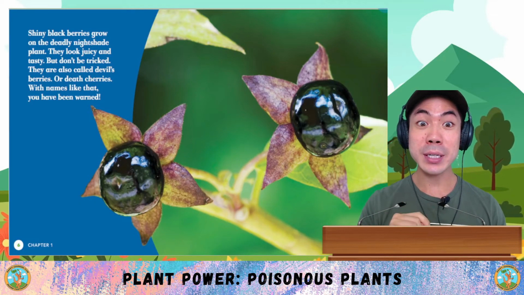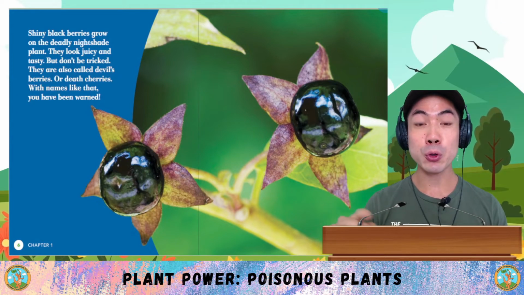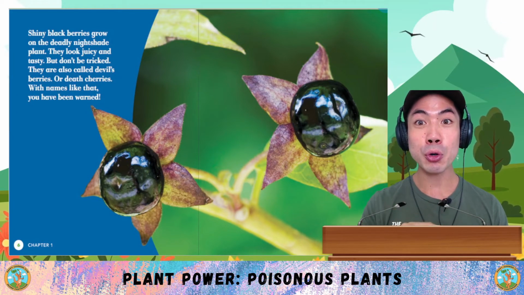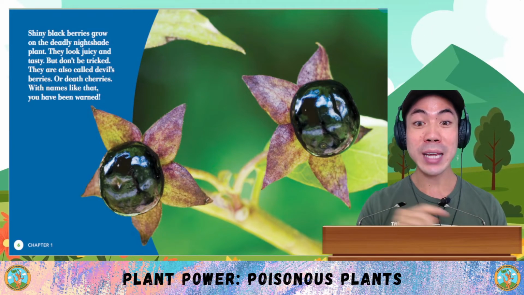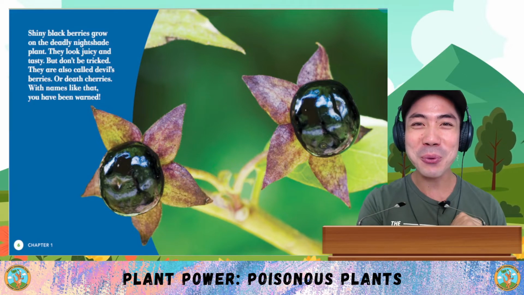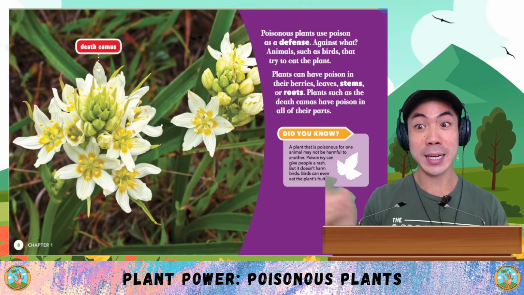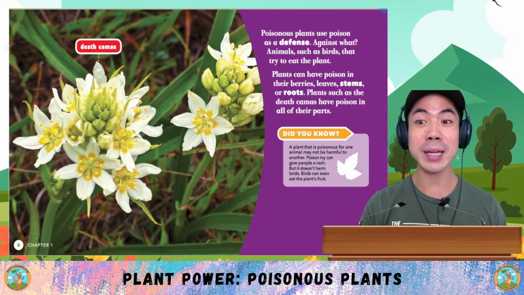Shiny black berries grow on the deadly nightshade plant. They look juicy and tasty, but don't be tricked. They are also called the devil's berries or death cherries. With names like that, you have been warned. Poisonous plants use poison as a defense. Against what? Animals such as birds that try to eat the plant.